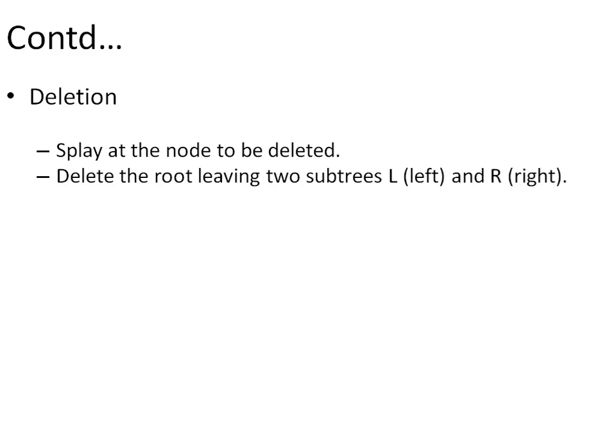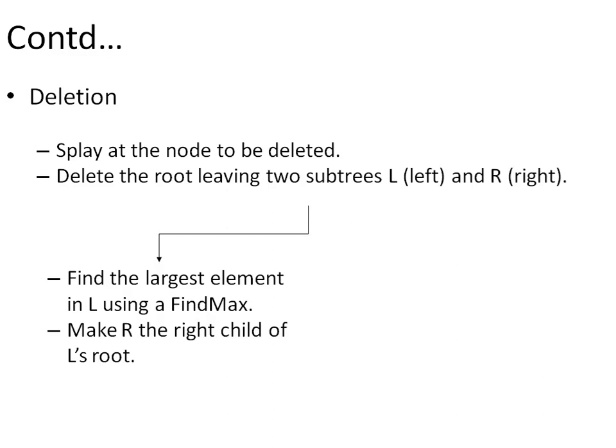So the two subtrees: left, it will have all the node values which are less than the deleted node. Secondly, we will have right, that is R. It will have all the values which are greater than the deleted node. So again, there are two options to proceed. I can work either with the left subtree or with the right subtree.